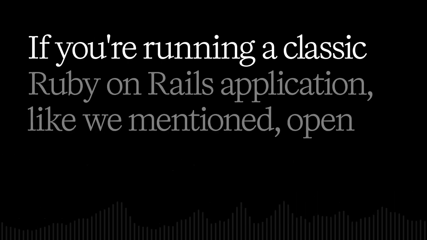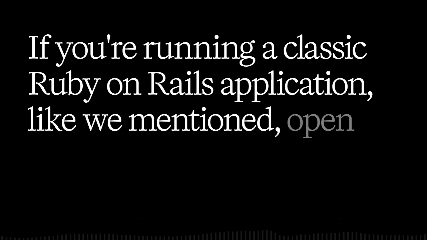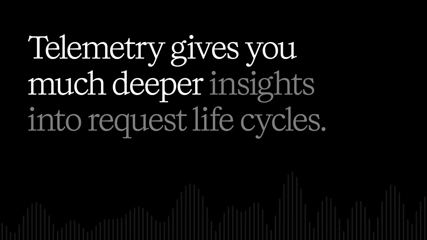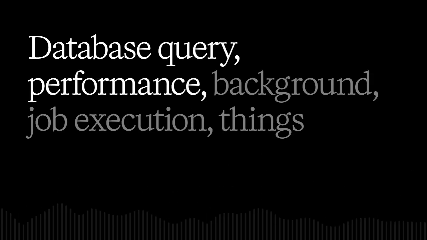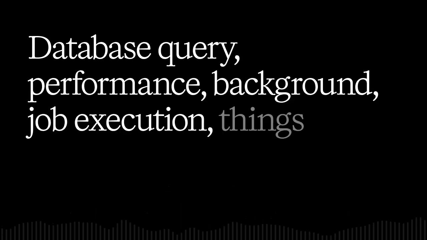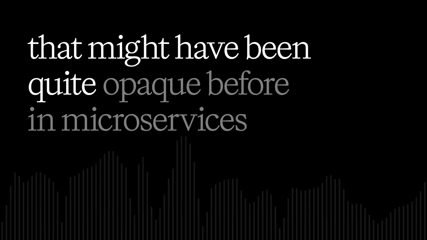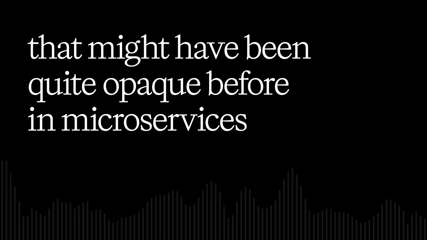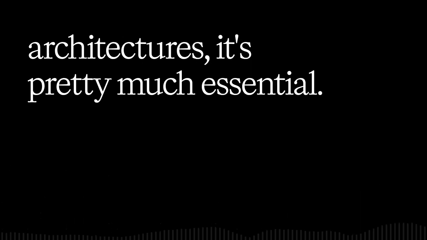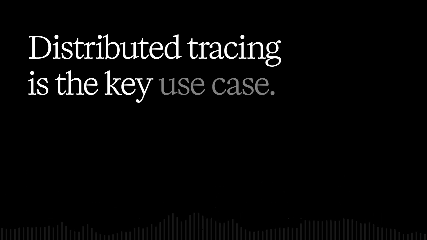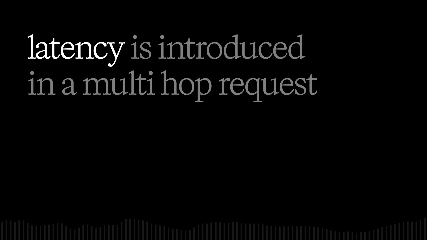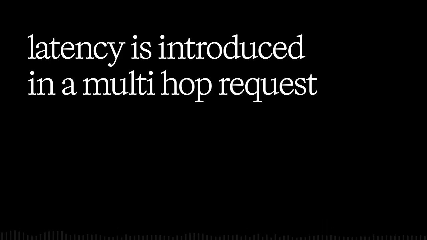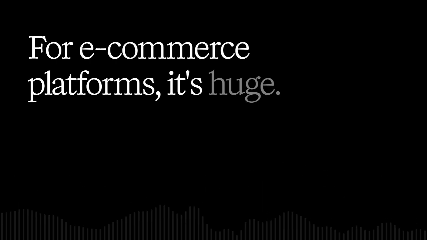If you're running a classic Ruby on Rails application, like we mentioned, OpenTelemetry gives you much deeper insights into request lifecycles, database query performance, background job execution, things that might have been quite opaque before. In microservices architectures, it's pretty much essential. Distributed tracing is the key use case, mapping those complex service dependencies and figuring out where latency is introduced in a multi-hop request. For e-commerce platforms, it's huge.